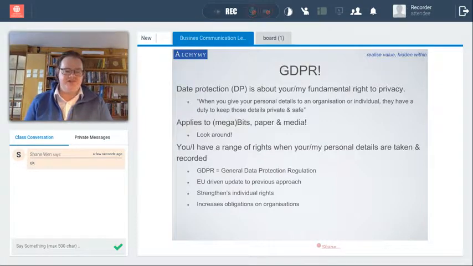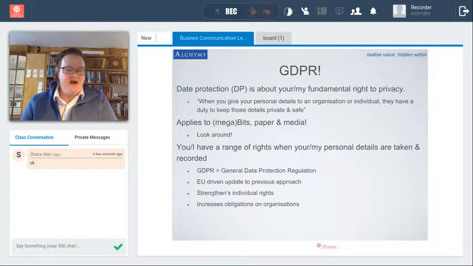GDPR stands for the General Data Protection Regulation. It's based on a principle that data protection is about your or my fundamental right to privacy. It's not about the business, it's about the individual. So it's the customer or the staff member or the individual who engages with our organization, and it's about protecting their fundamental right to privacy. When we look at our business communication, we've got to take that into account. How do we protect the individual's fundamental right to privacy? That's an interesting thing, because we're now getting into rights-based legislation, which is a completely different discussion.